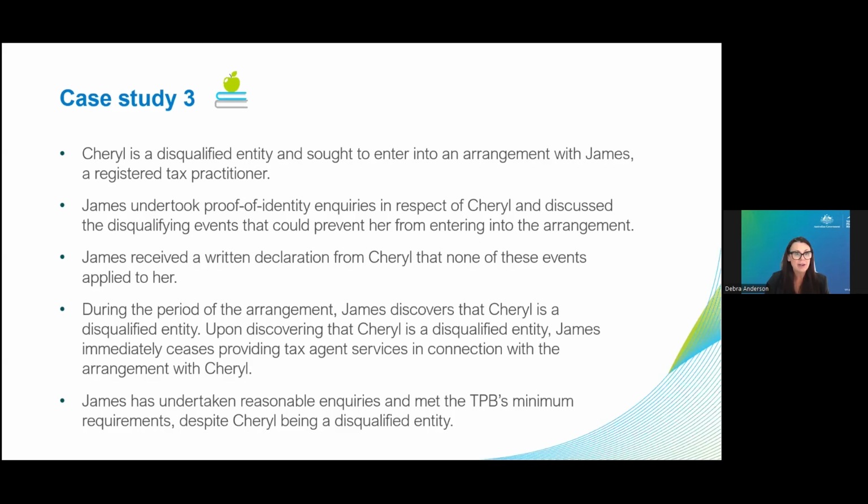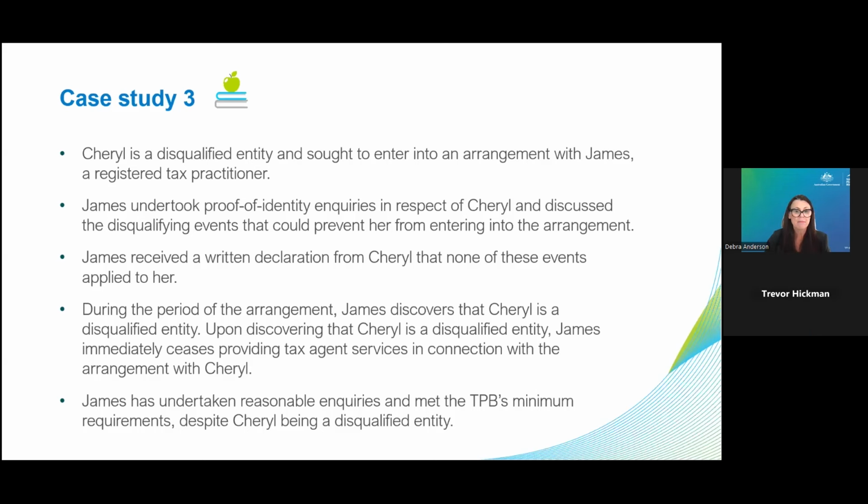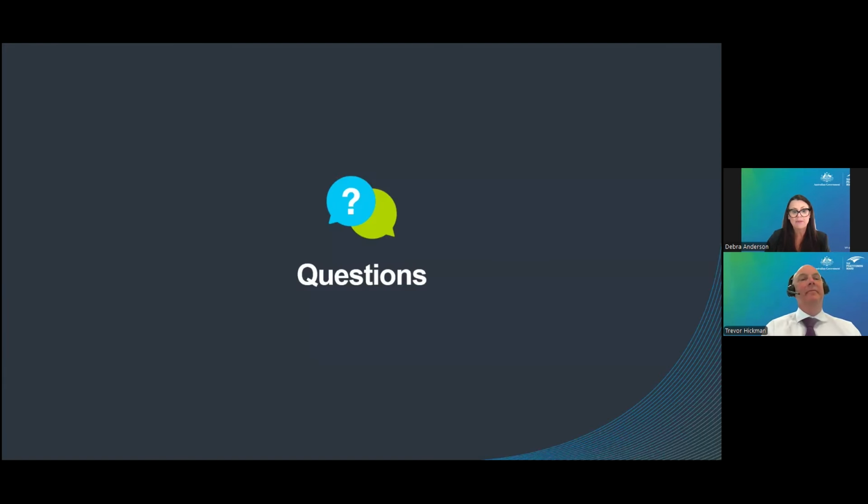During the period of the arrangement, James discovers that Cheryl is now a disqualified entity. Upon discovering that, James immediately ceases providing tax agent services in connection with the arrangement with Cheryl. So James has undertaken all the reasonable inquiries and he has met the TPB's minimum requirements despite Cheryl being a disqualified entity. So Trevor, let's hand over to you now and let's have a look at some of the questions that we may have received already.